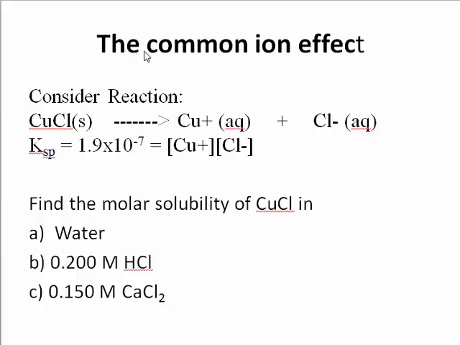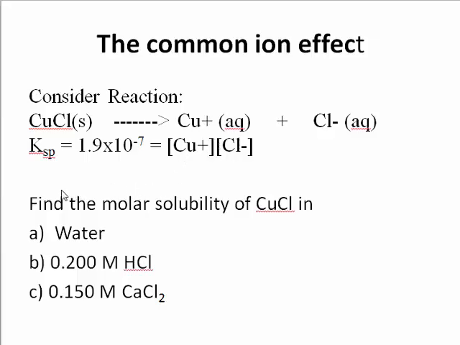One last issue to consider in this type of problem is the quote-unquote common ion effect. Consider, for example, copper 1 chloride, which is an insoluble chloride, and its dissolution into copper plus chloride. KSP for this reaction is 1.9 times 10 to the negative 7, and when we write down the equilibrium expression, that's equal to the concentration of copper times the concentration of chloride.